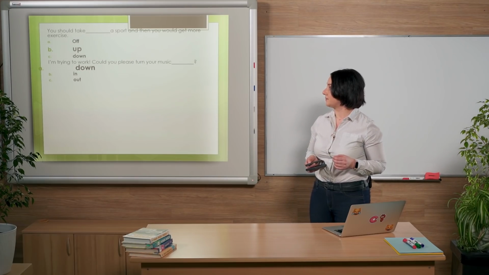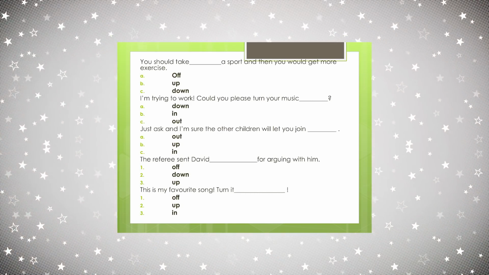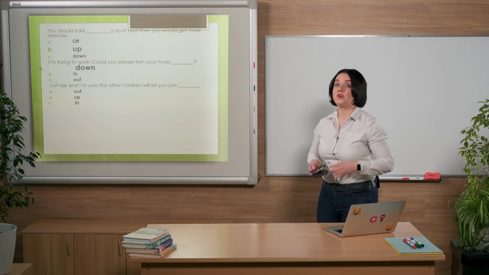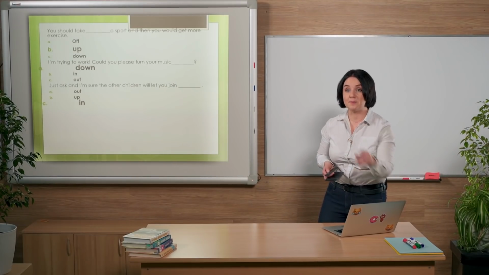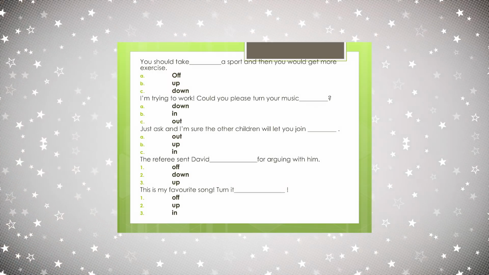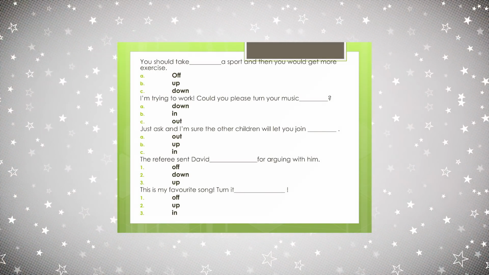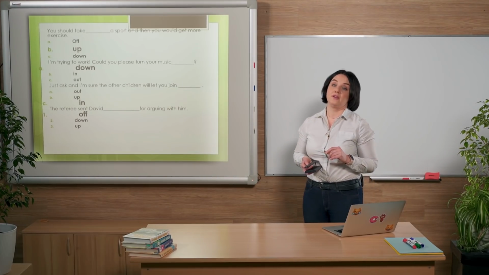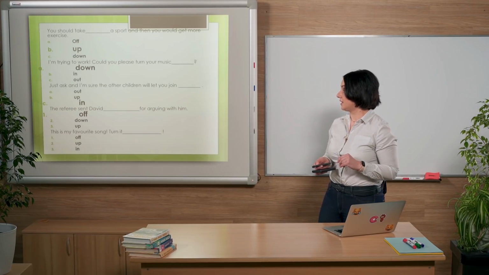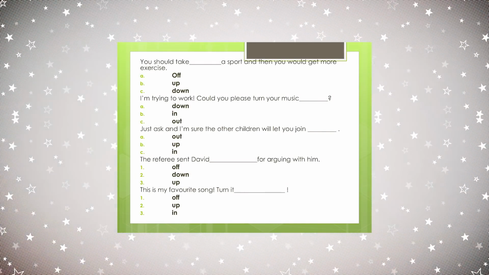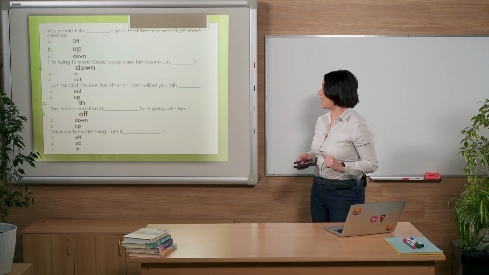Okay, the next one, just ask, and I'm sure the other children will let you join in. The other children will let you participate in their games. The next one, the referee sent David for arguing with him. So David was sent off. And that's the correct answer. The last one, this is my favorite song. Turn it, right, turn it up. Okay guys, good job with the phrasal verbs.